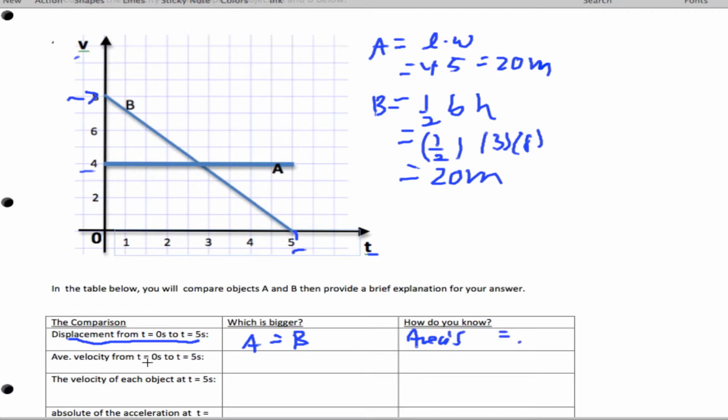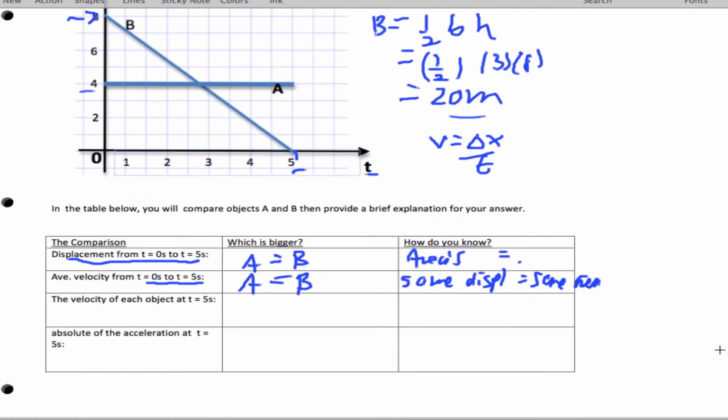Now, we want to know the average velocity from 0 to 5 seconds. I claim that these are equal. Let's talk about why. Well, let's remember that average velocity is going to be the displacement over the time. And for each of these, the displacement is the same. So same displacement means the same area.